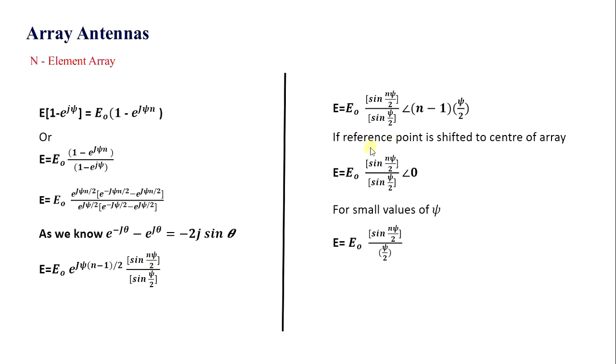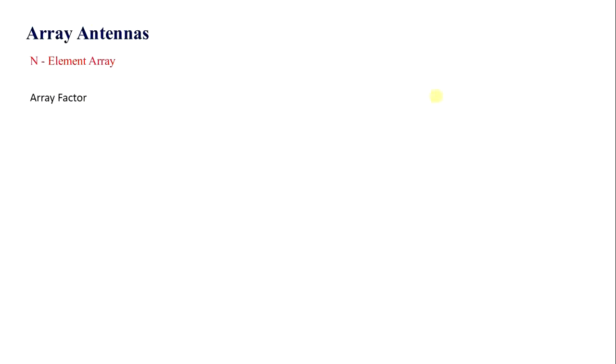If the reference point is shifted to the center of the array, what will happen? This angle will become approximately equal to 0. So E equal to E naught sin n psi by 2 divided by sin psi by 2 at an angle of 0. For small values of psi, E equal to E naught sin n psi by 2 divided by psi by 2 is the electric field. Coming to the array factor of isotropic sources, it is given as sin n psi by 2 divided by sin psi by 2.